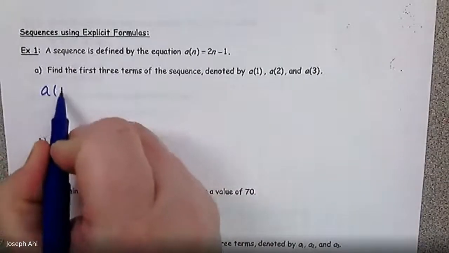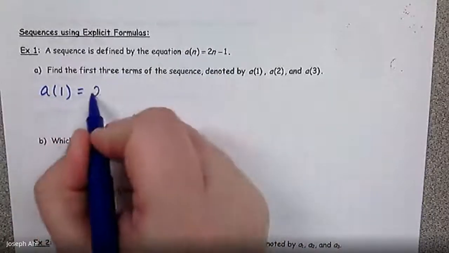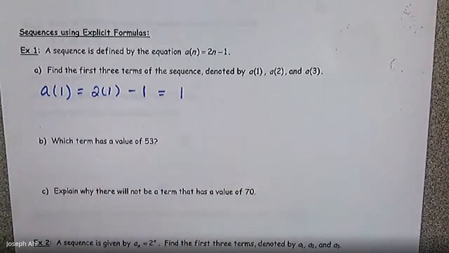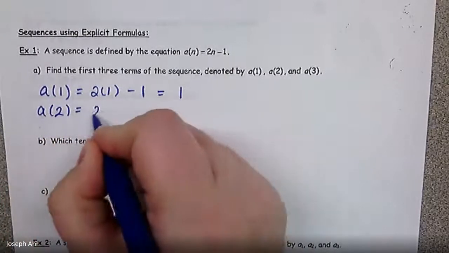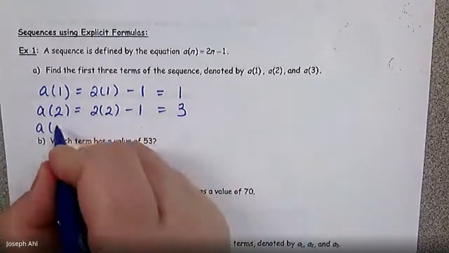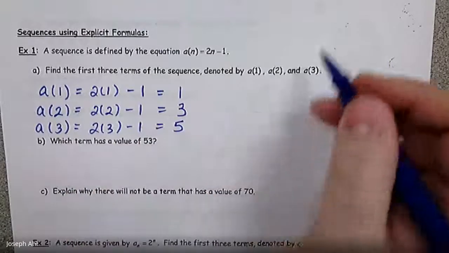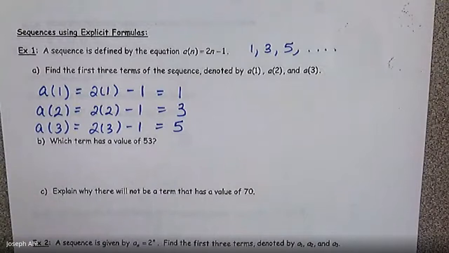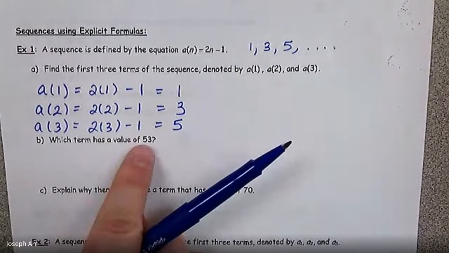So if I said to find a1, the very first number in the list, if this is the definition for your sequence, you're just going to plug in 1 for n. 2 times 1 minus 1 is 1. All right, just 2 minus 1. If I say to find the second term in the sequence, a of 2, 2 times 2 is 4, minus 1 is 3. And finally, the third number in the list, a of 3, 2 times 3 is 6, and then minus 1 is 5. So you're really building a sequence here of 1, 3, 5, and so on. And eventually, if I kept going, we'd get to a term that had a value of 53.